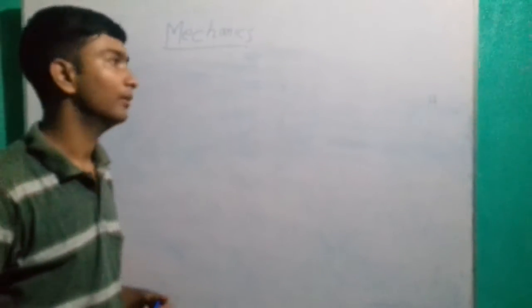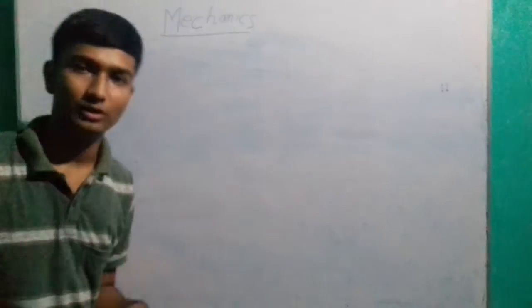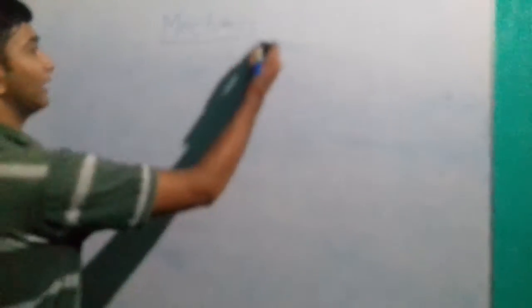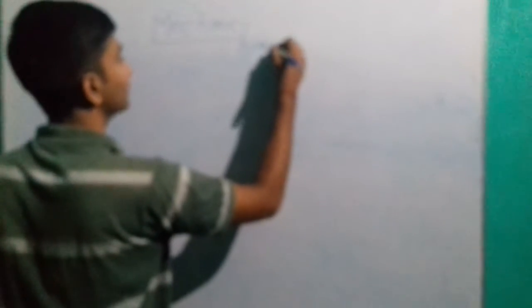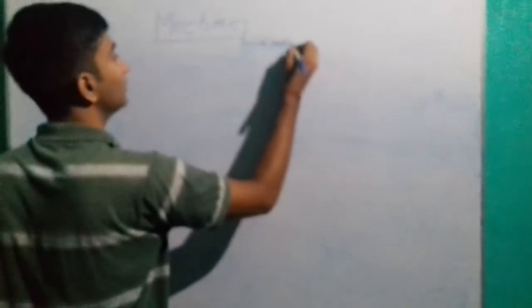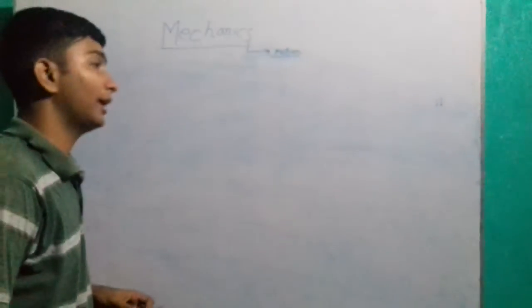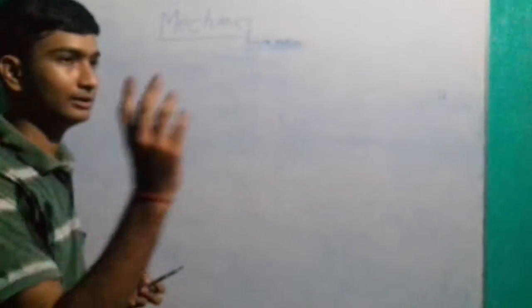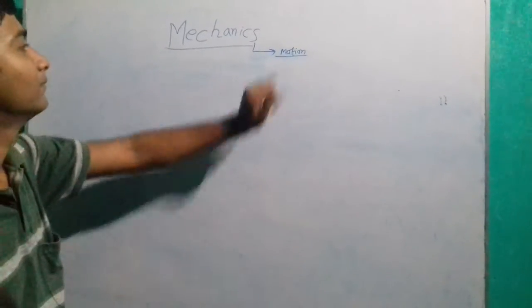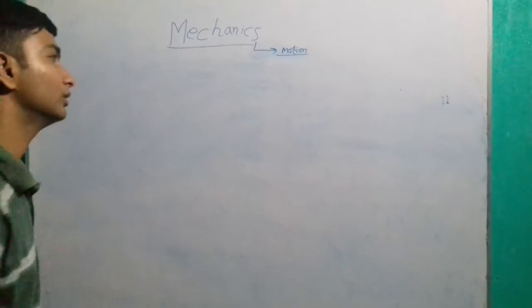Hello everyone, and today we are going to discuss a topic which we call mechanics in physics. Mechanics is a branch of physics in which we study the motion of objects. These objects may be an electron or a celestial body which is revolving around the sun. So mechanics deals with motion.